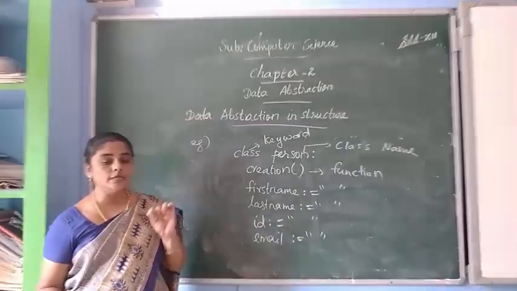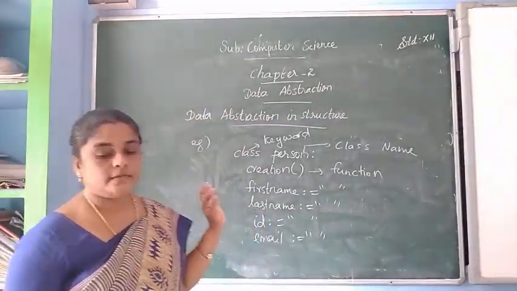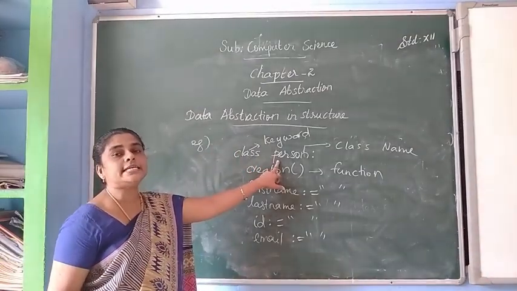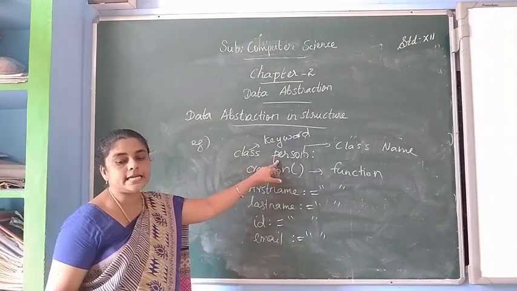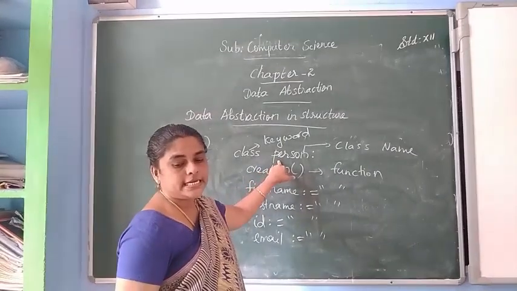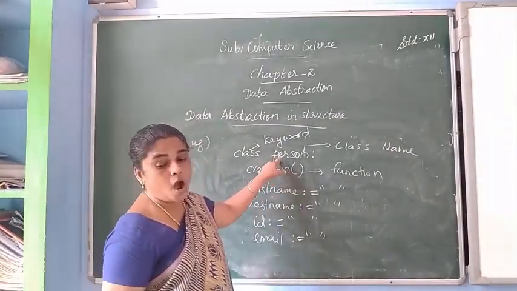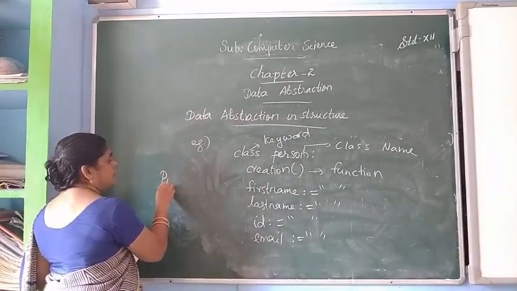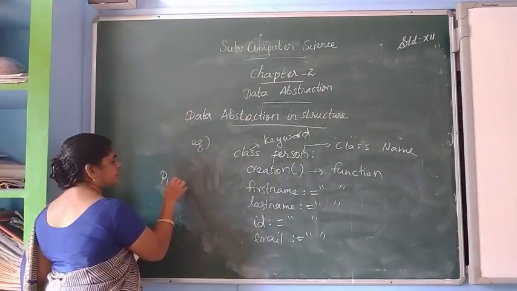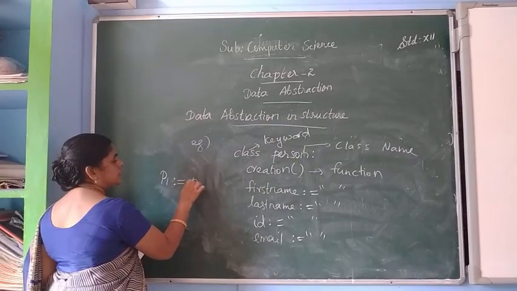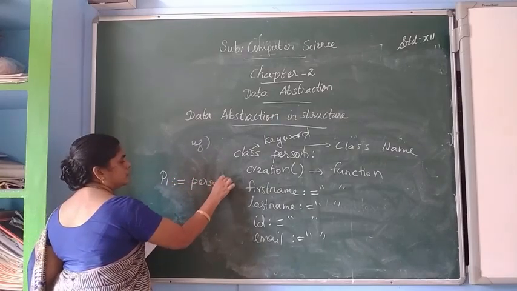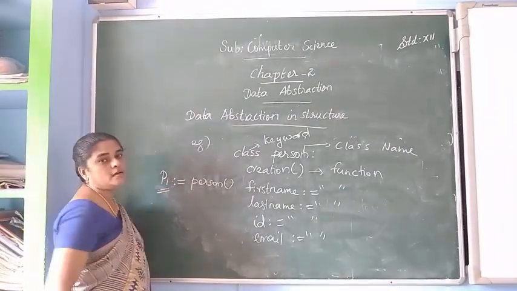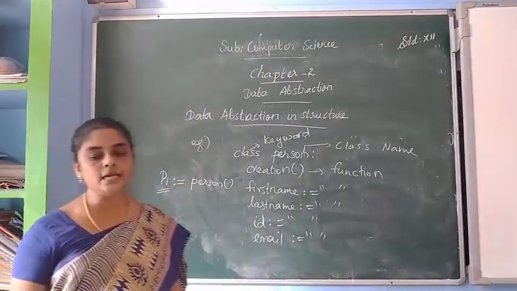Okay. Now next one thing, this person. Person means here class person. It will create an object. This statement creates an object. How will it create an object? Like this: P1 colon equal to person. So in this line, which is the object? P1 is the object.